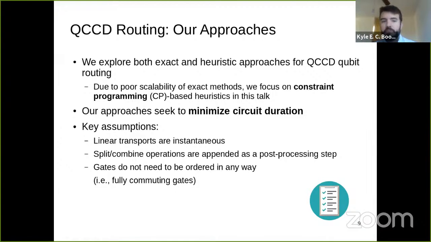And the last assumption is that we do not consider any ordering in the gates. So for example, they're fully commuting. This is a restriction that can be easily enforced with minor adjustments to the approach, but just for this work, we assume that the gates are not ordered in any way. And so once again, we use this constraint programming approach to produce routings.